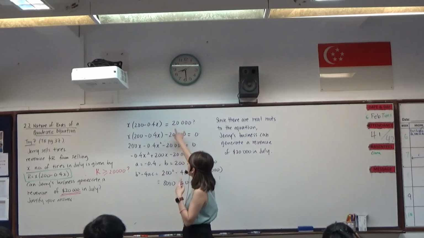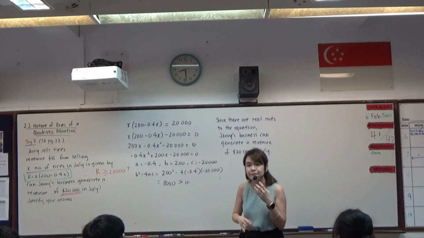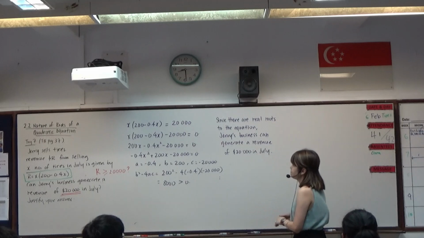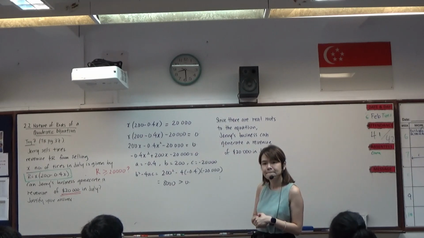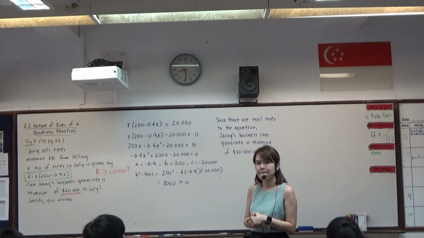That this one equals to 20,000 also? Is that the question? You need to find the minimum, like minimum generate 20,000. So that's why you do.